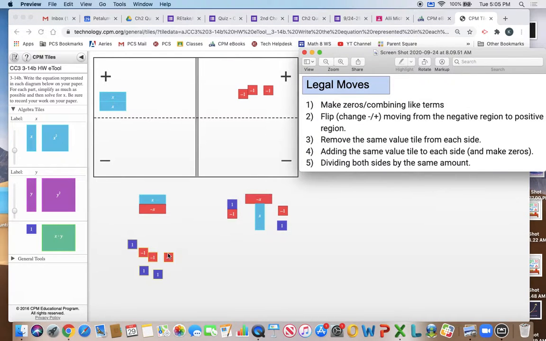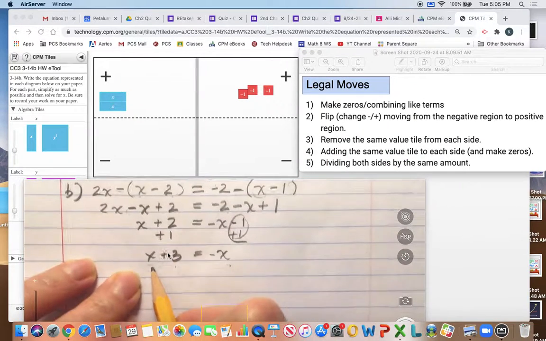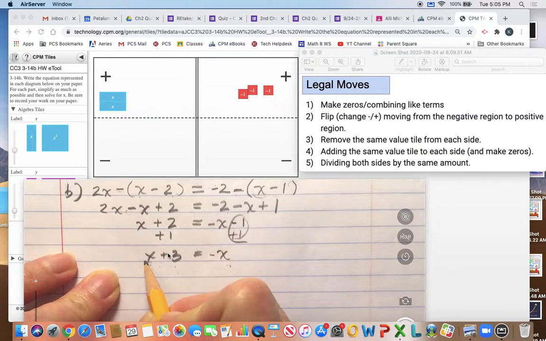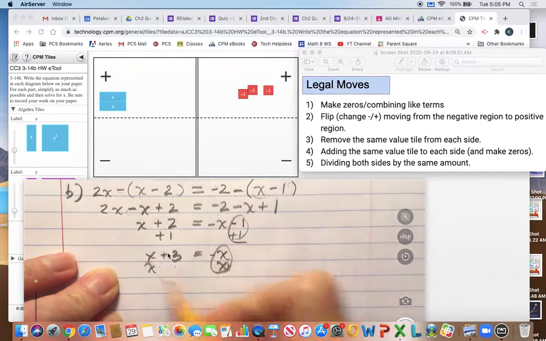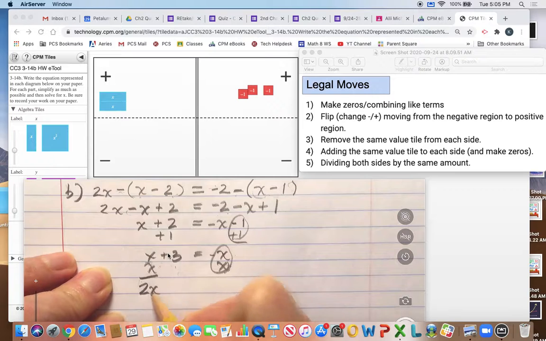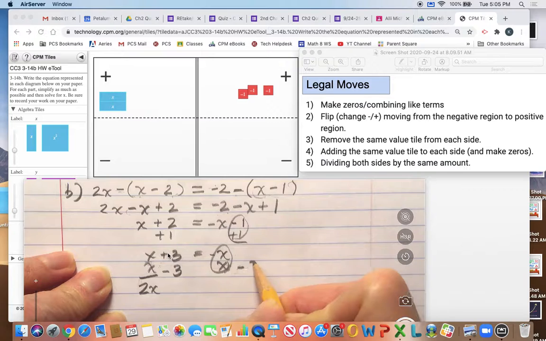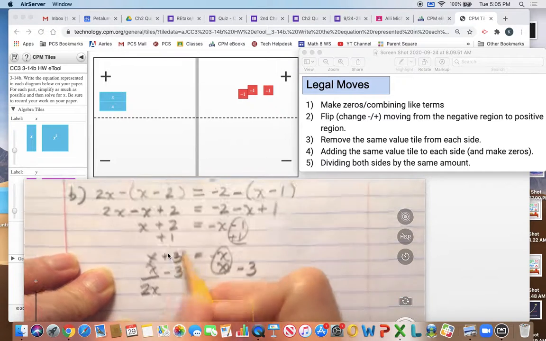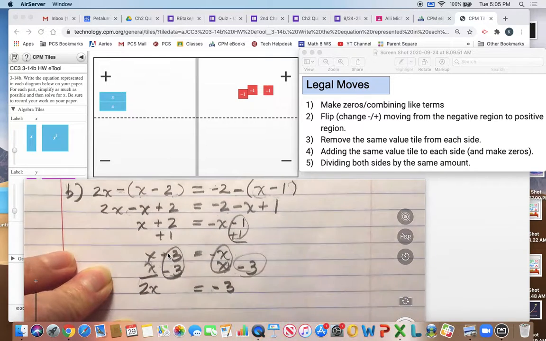So let's take a look at what happens when we record that. Okay, so first of all, we added a positive x to both sides. So that zeroed that out. And this now has 2x. And we also added negative 3 to both sides. So here that zeroed out, but here we have negative 3. Okay, so now we have 2x is equal to negative 3.